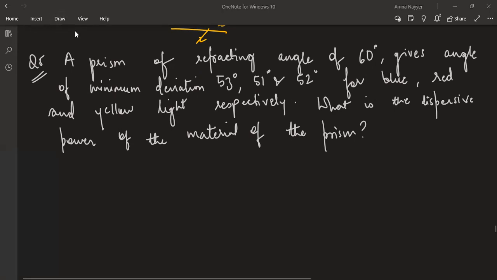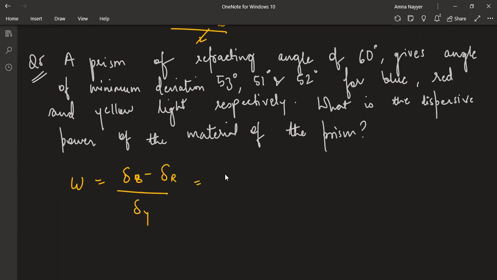See, a prism of refracting angle 60 degrees gives angle of minimum deviation 53, 51, 52 for blue, red, and yellow light. Dispersive power. The formula for dispersive power is angle of deviation for violet or blue, here it will be better if I write blue, minus angle of deviation for red, divided by angle of deviation for yellow. So this is 53 minus 51 by 52. So 2 by 52. So this will be 0.038.